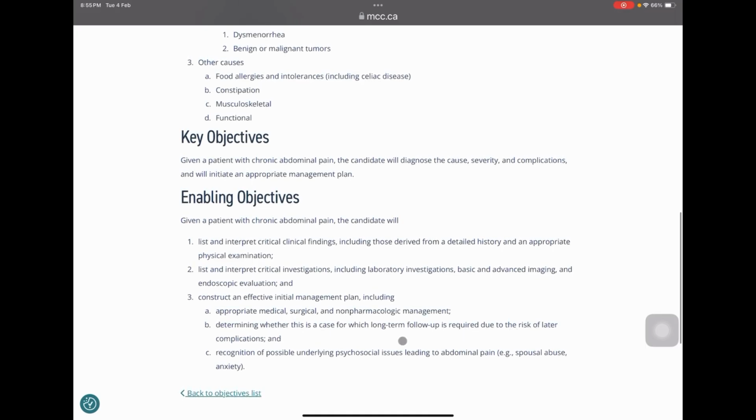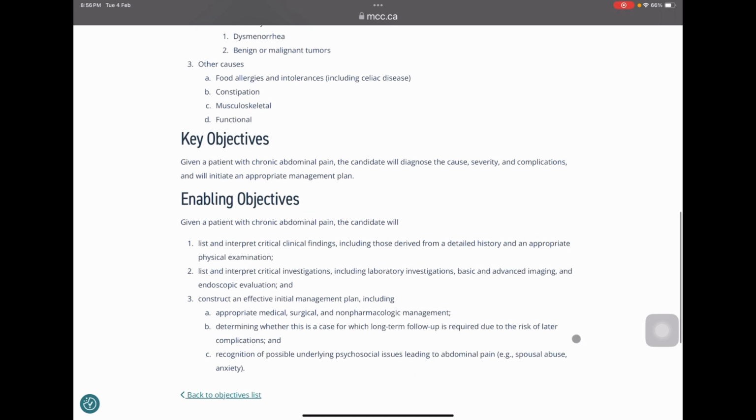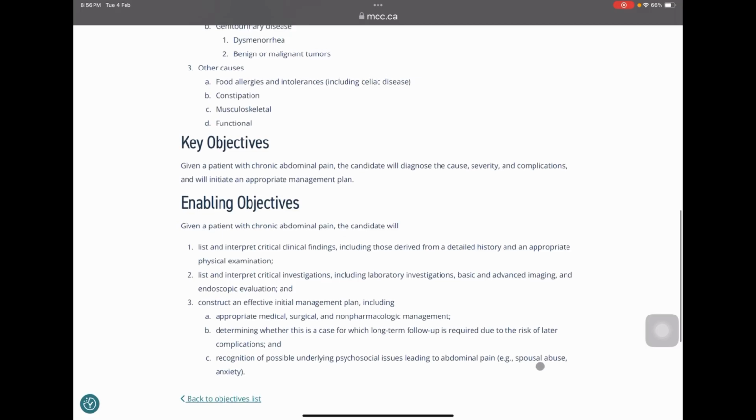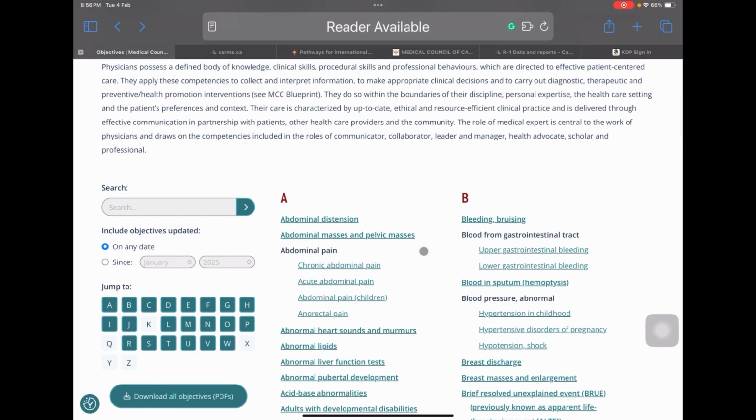Long-term follow-up is required due to the risk of later complications, along with recognition of possible underlying psychosocial issues leading to abdominal pain, such as spousal abuse or anxiety. So you do have to consider anxiety and spousal abuse in chronic abdominal pain as well. This is important for QE1. All right, going back, so this is acute and chronic abdominal pain.